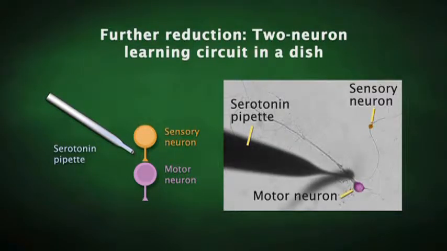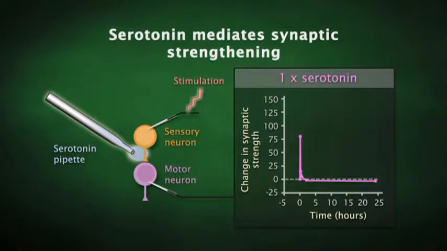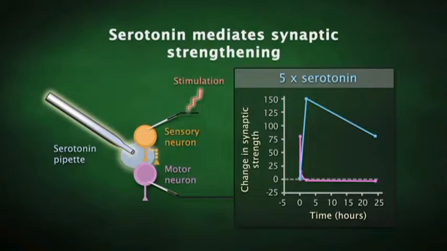We now have a learning circuit, a 2-neuron learning circuit in a dish, and we can now puff on serotonin. And we can see what happens. If we puff on serotonin once, we get a transient facilitation of synaptic strength. We're now looking at the amplitude of synaptic strength as a function of time. It lasts minutes. If we now give 5 brief puffs of serotonin, we get a facilitation that lasts more than 1 day.